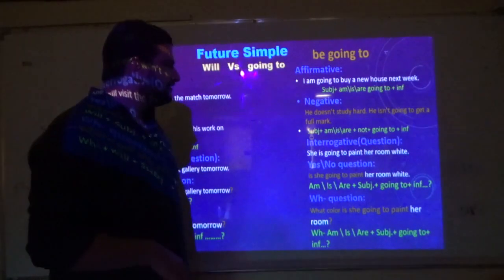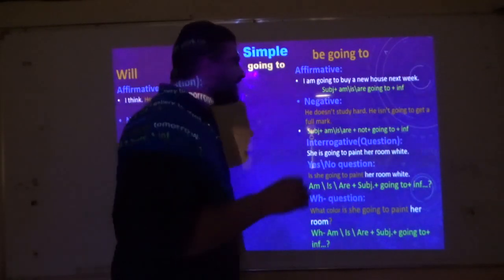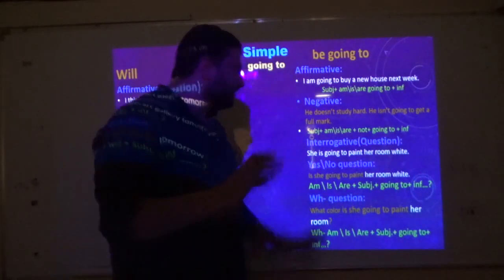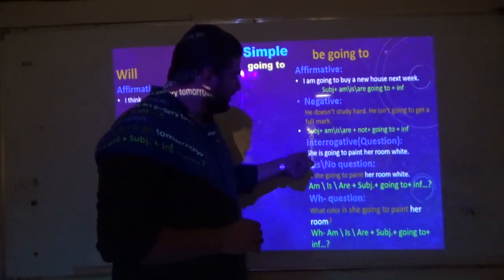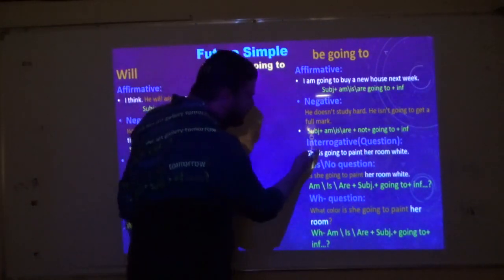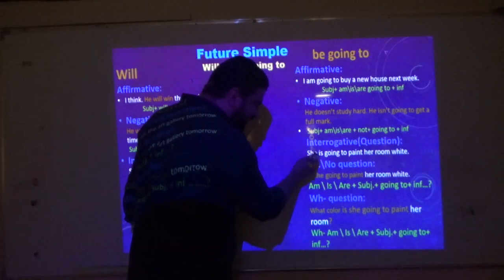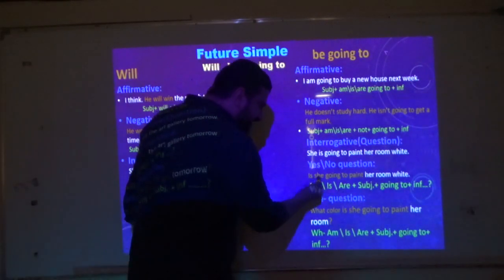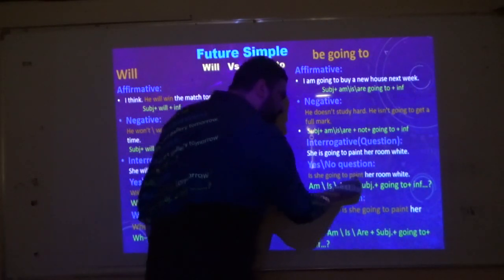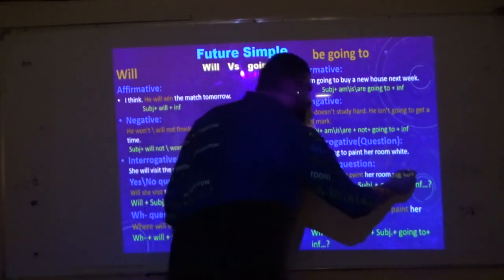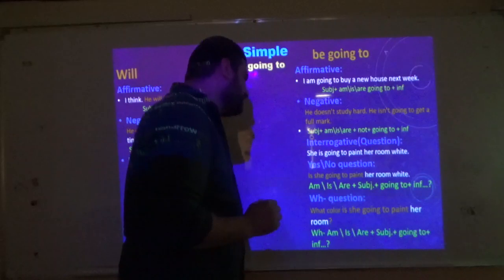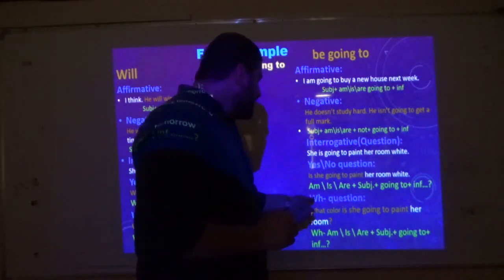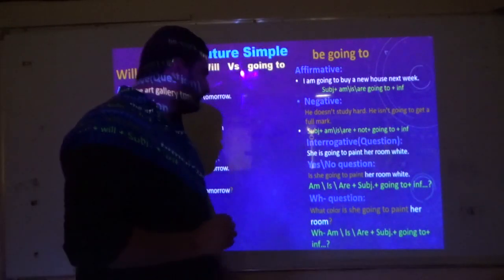Look at this sentence. She's going to paint her room white. The color of the walls will be white. Yes or no question on this sentence. So we'll start with is before the subject. We'll say, is she going to paint her room white? And here we have to put a question mark. It is missing here.